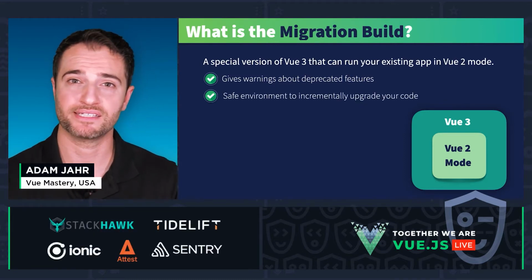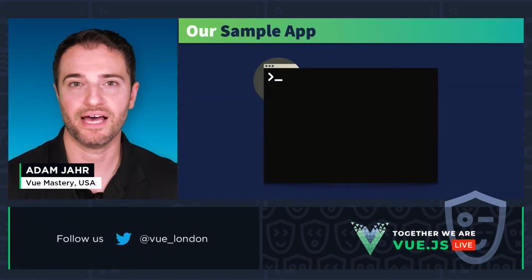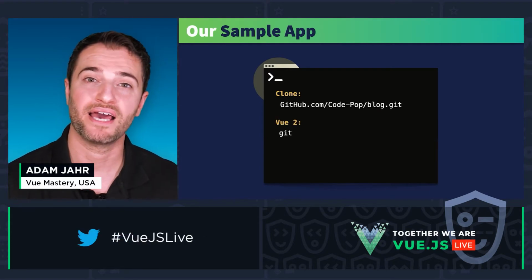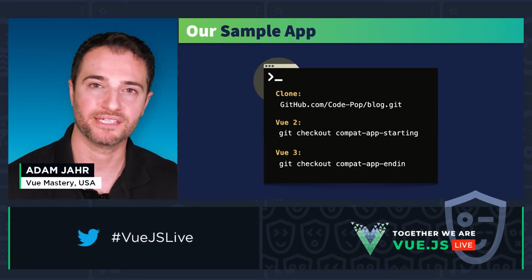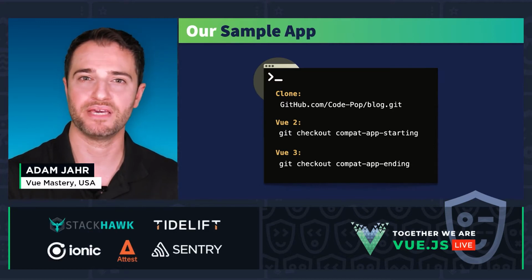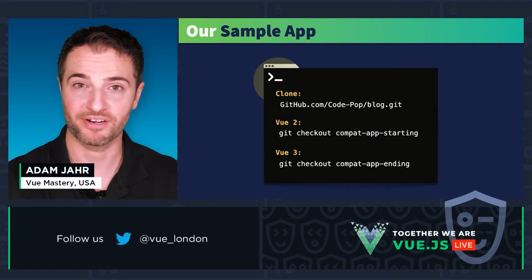In order to get some practice and see what it looks like to use the migration build, we're going to use a simple sample application. You can access the repo by cloning this link here, and we have a starting and ending branch so that you can see where we started in the Vue 2 version and how we made those changes to upgrade it into Vue 3 with the help of the migration build.